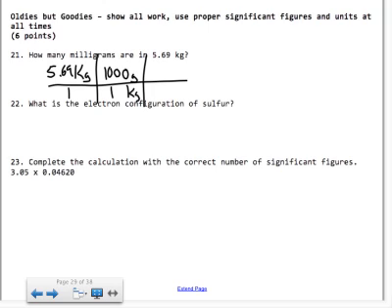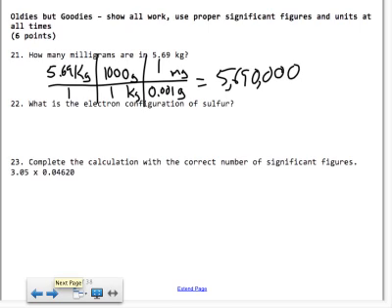1 kilogram is equal to 1,000 grams. Grams go on the bottom next. Milligrams, which we're going to, go on the top. 1 milligram is 0.001 grams. Okay, if you multiply across the top and then divide by everything on the bottom, you end up with 5,690,000, and the unit here is milligrams. The significant figures, they're all set because those are all placeholder zeros.